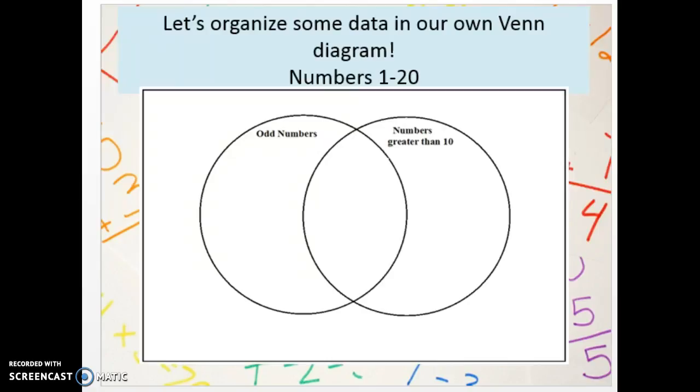We have the numbers 1 through 20. One of our circles says odd numbers, and our other circle is labeled numbers greater than 10. Where they overlap, we would put numbers that are greater than 10 and odd. Go ahead and draw this on your paper and take a moment to fill it in.